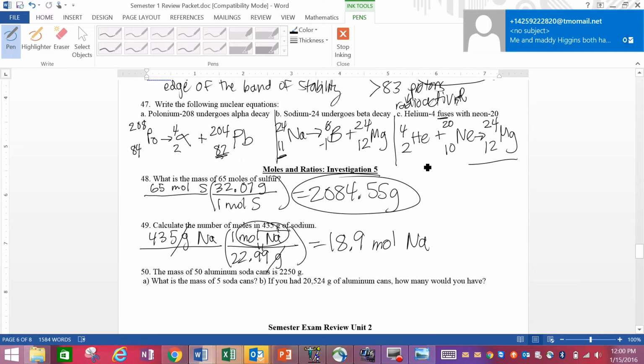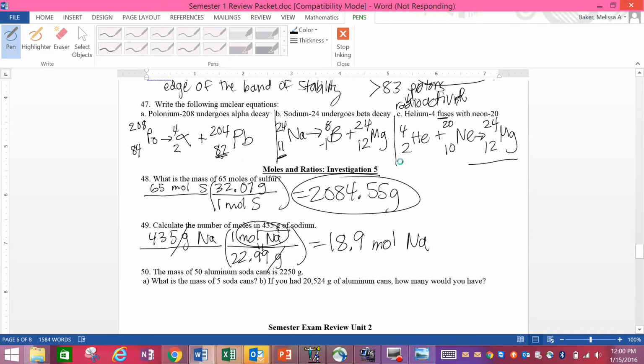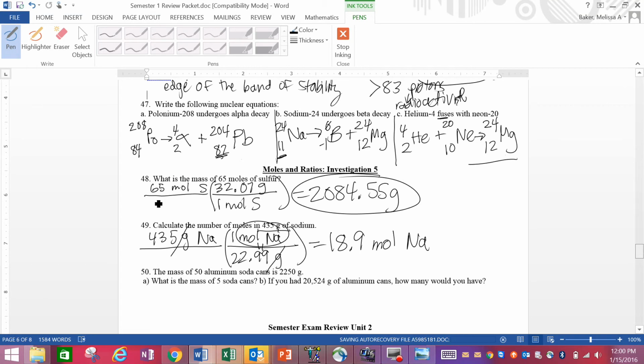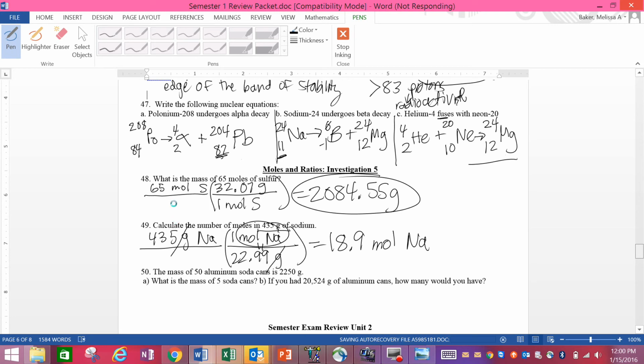All right, and the last one here is a great exercise. It says you've got 50 aluminum soda cans and they weigh 2,250 grams. And it says, how much would 5 soda cans weigh? Well, first let's figure out how much 1 can weighs.